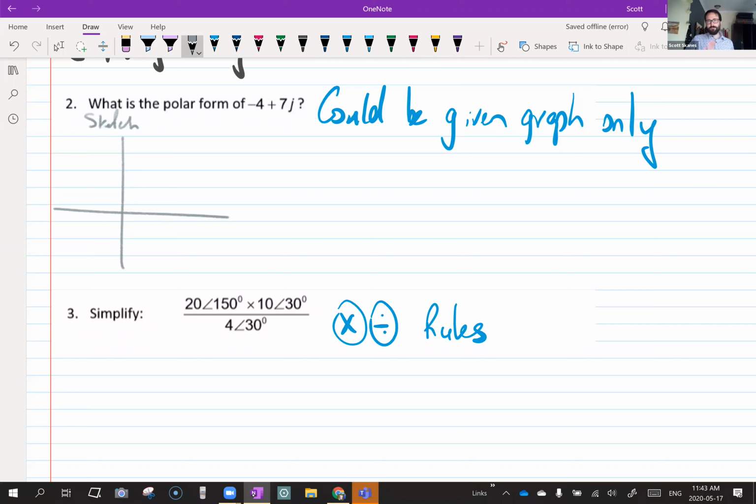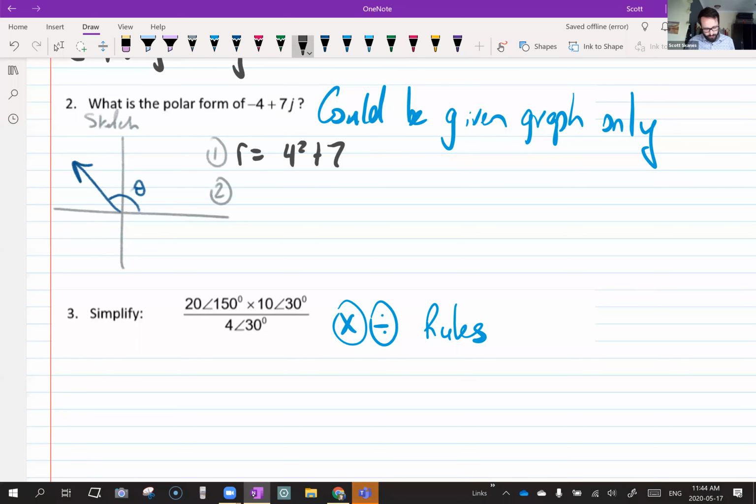So first of all, -4 and 7 goes up. It looks like this. That means that that's going to be our r, and our theta is going to look like this. So we need two things. We need r and we need theta. First thing r, second thing theta. What is r? R is always the first one squared plus the second one squared, a squared plus b squared, and then all square rooted.